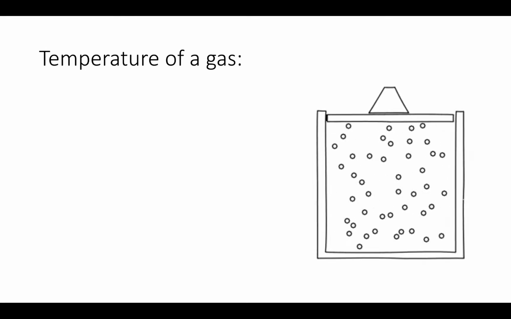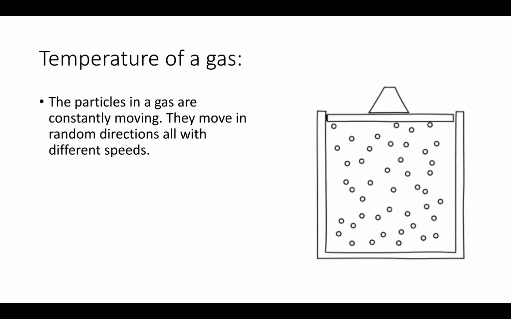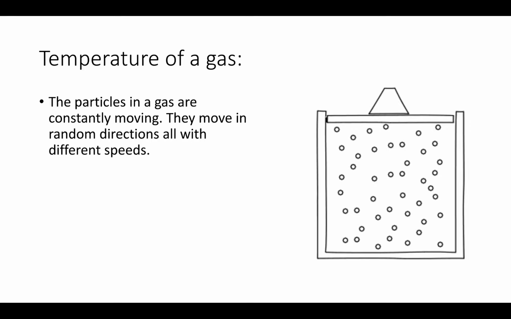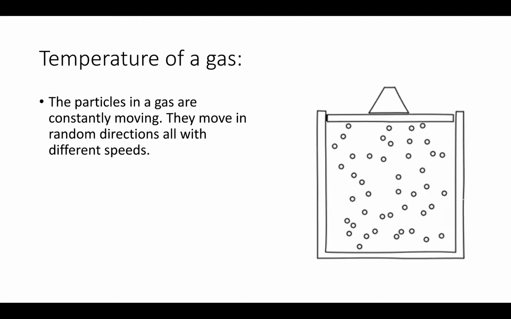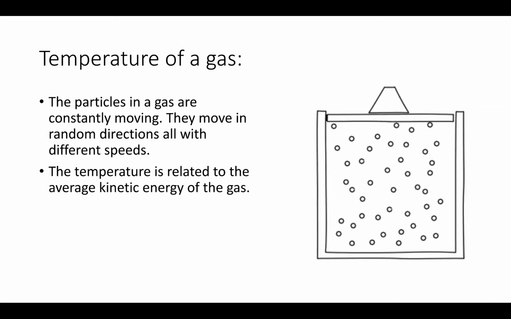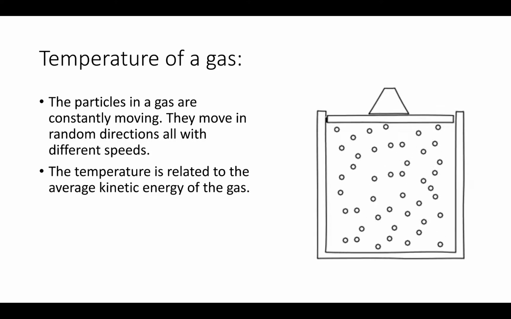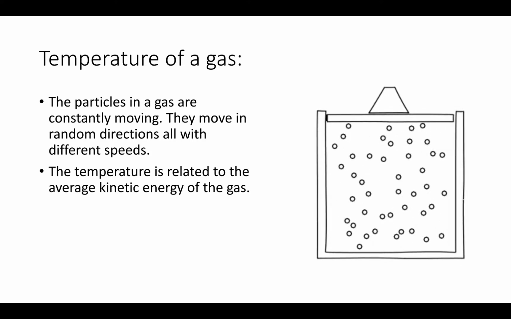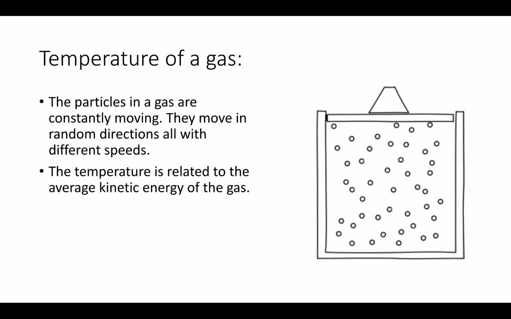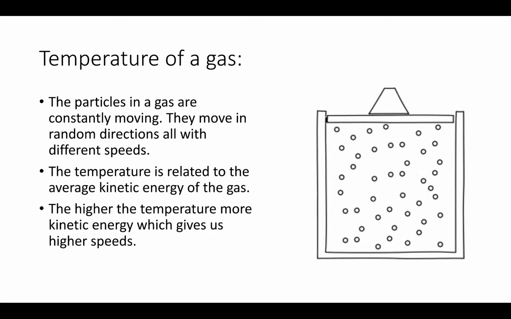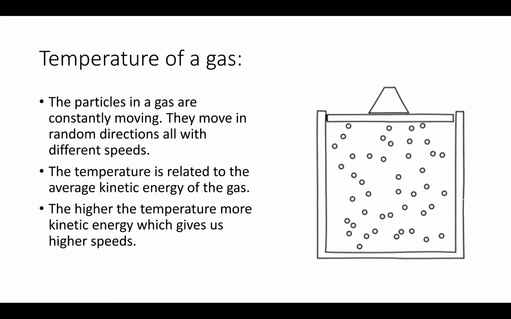So first of all, temperature of a gas. The particles in a gas are constantly moving. They move in random directions and with different speeds. So the random directions and different speeds is very important. And the temperature is related to the average kinetic energy of the gas. So the hotter a gas is, the more kinetic energy it has, the faster the particles within the gas will move. So the higher the temperature, more kinetic energy gives us higher speeds. So that's all really important if you want to get that down. Okay, let's move on.